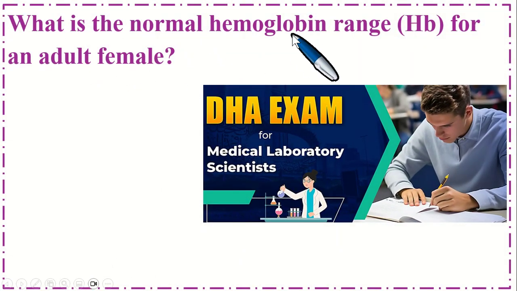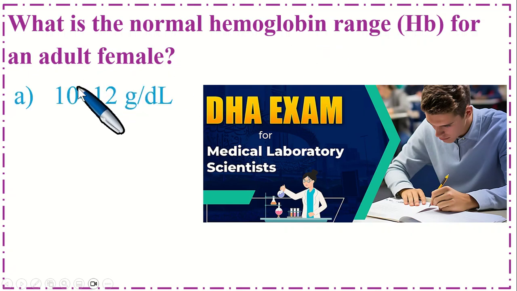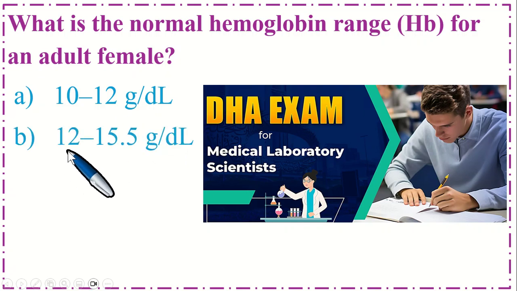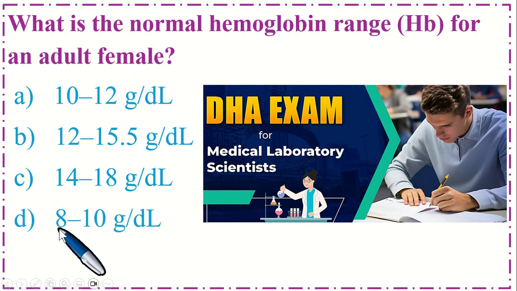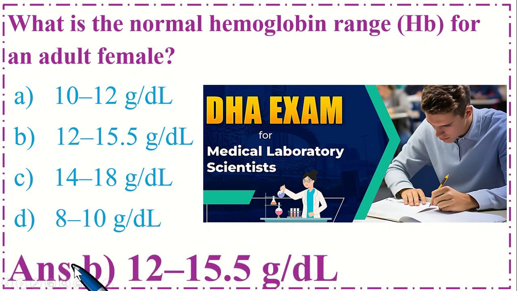What is the normal hemoglobin range for adult female? Option A 10 to 12 gram per deciliter, B 12 to 15.5 gram per deciliter, C 14 to 18 gram per deciliter, and option D 8 to 10 gram per deciliter. So the correct option is B 12 to 15.5 gram per deciliter.